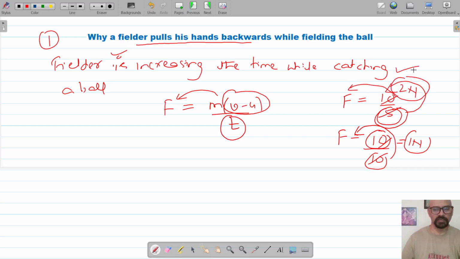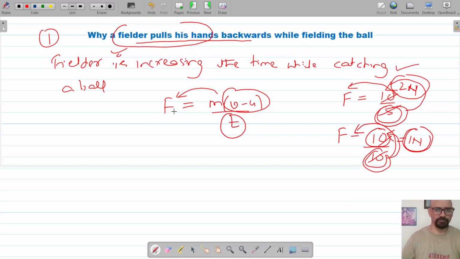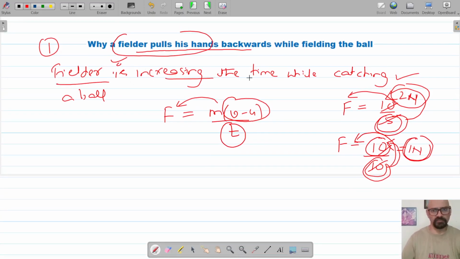In that case, it may hurt the hands of the fielder, but here, because the time is increased, the rate of change of momentum reduces and the force is less. So that's why the impact of the force will be less, and hence the hands may not get injured. So whenever a fielder catches a moving ball, the reason is that the fielder is increasing the time while catching the ball, which reduces the rate of change of momentum and the applied force.